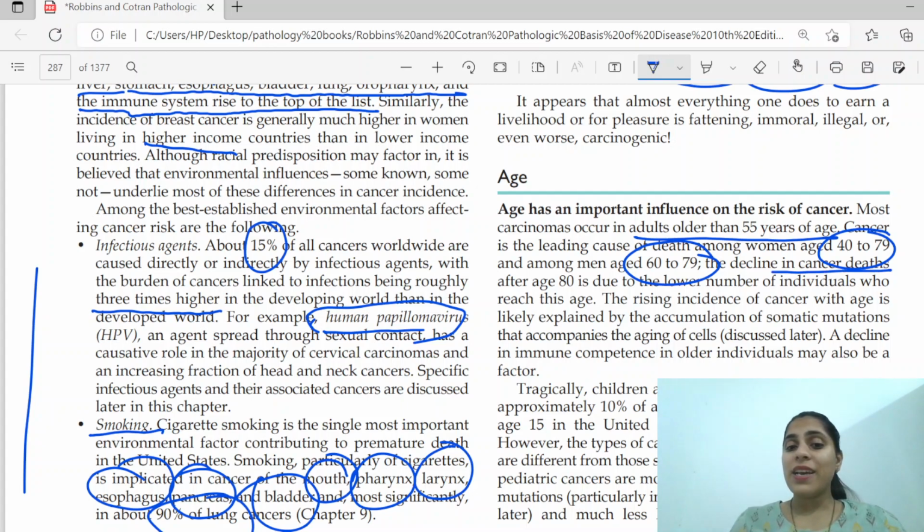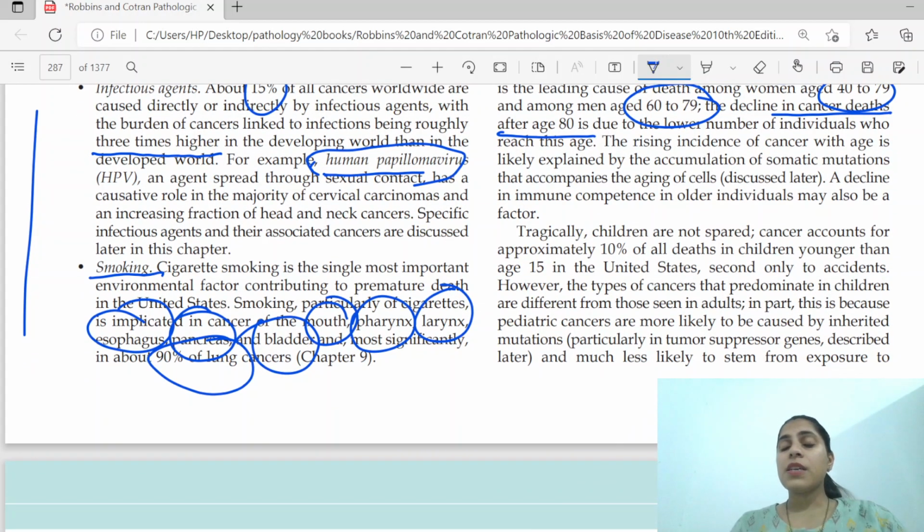The cancer deaths decline after 80 years of age, but this is because people don't survive more than 80 years of age, so that's why the incidence also goes down. The age factor is because as people start to age, they accumulate a lot of mutations and errors, and also their DNA repair mechanisms weaken, so that leads to increased risk of development of malignancy.